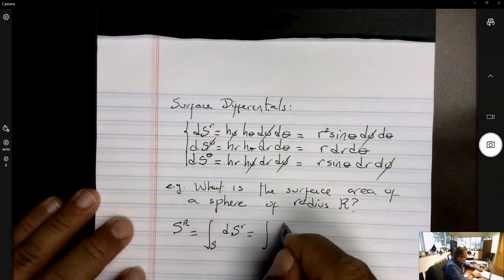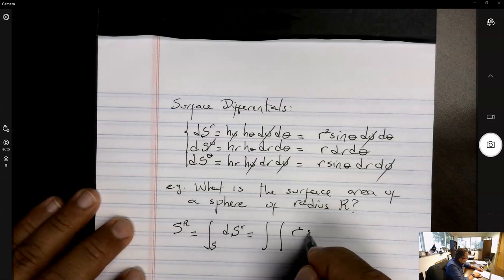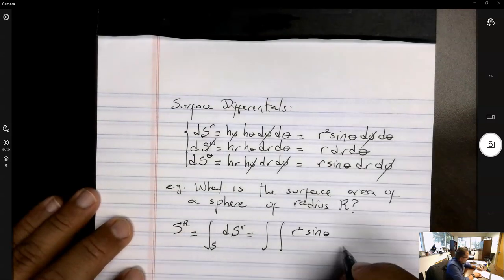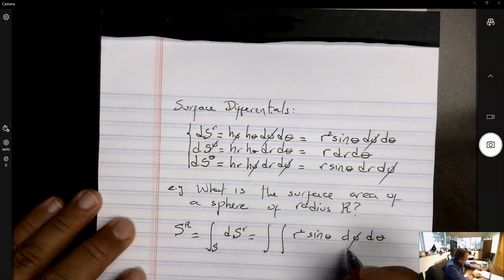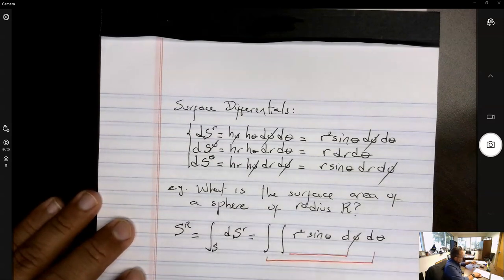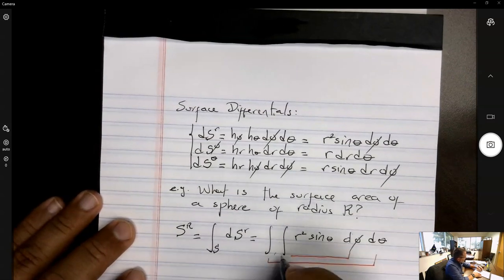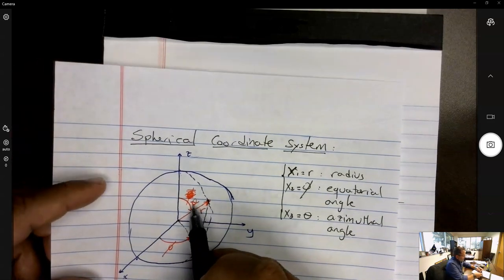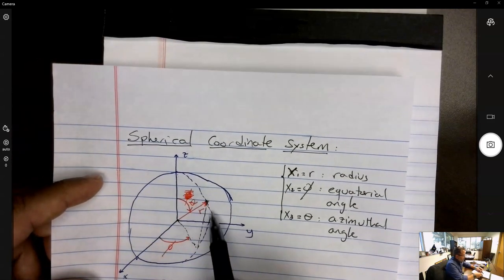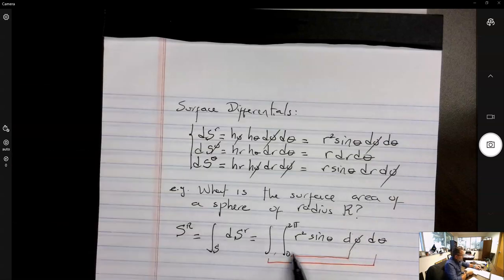It's the integral over the surface of r squared sine theta, d phi, d theta, where the limits of integration for phi go here, and the limits of integration for theta go here. In the phi direction, the equatorial angle, this will be from 0 to 2 pi. And theta, the azimuthal angle, we only sweep from 0 to pi. In the equatorial angle, phi, we sweep from 0 to 2 pi, the entire circumference.